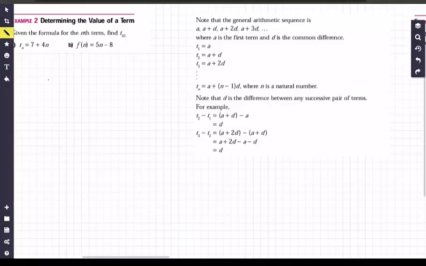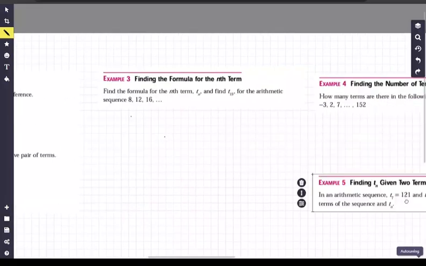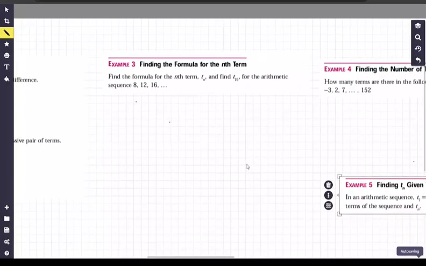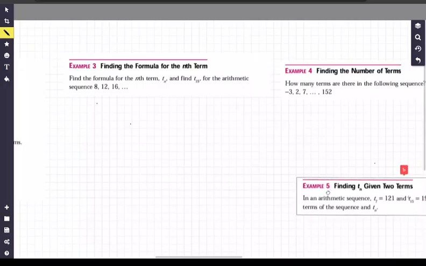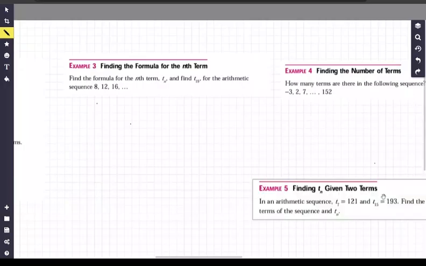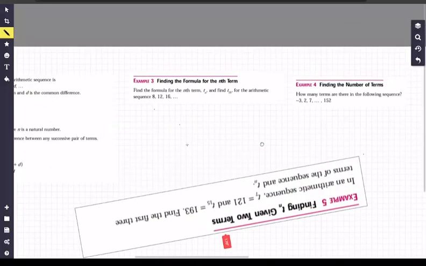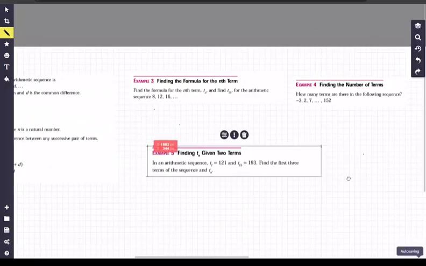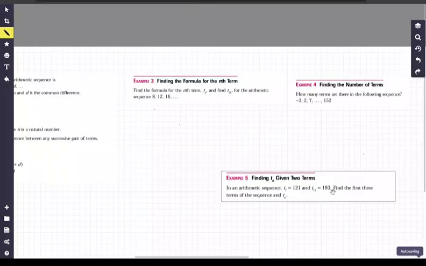Before we do anything, let's use this formula a little bit. Let me drag this. Find the formula for the nth term Tn and T19 for the arithmetic sequence 8, 12, 16. So right away we can tell. Personally, the way I like to do these problems is that I write out what I have every single time.